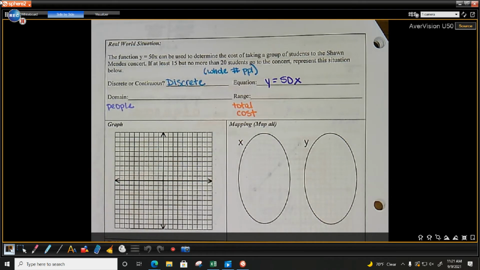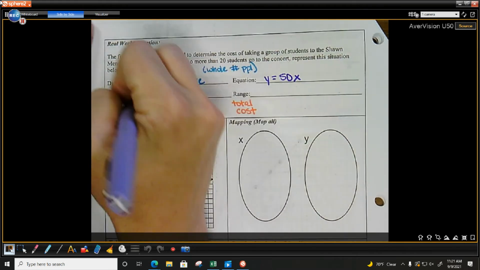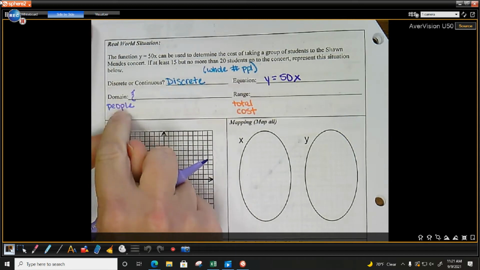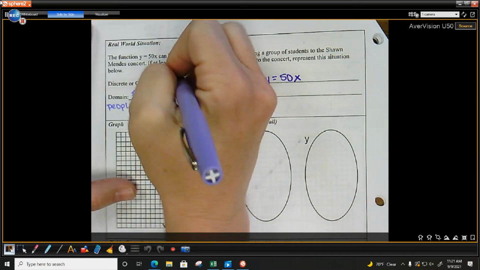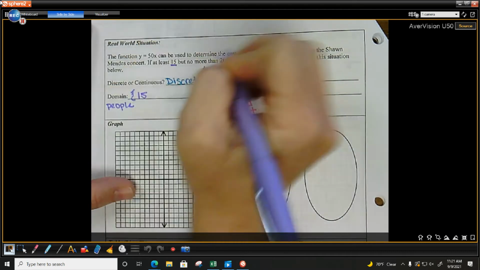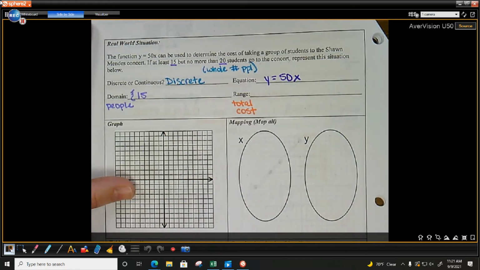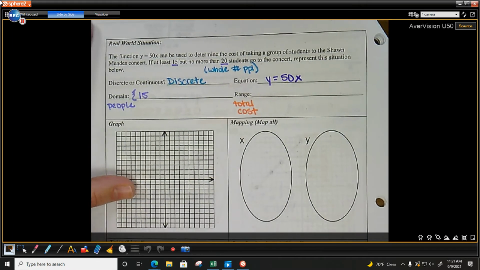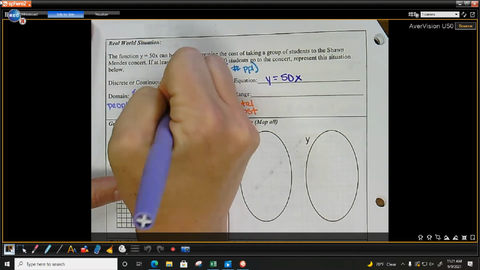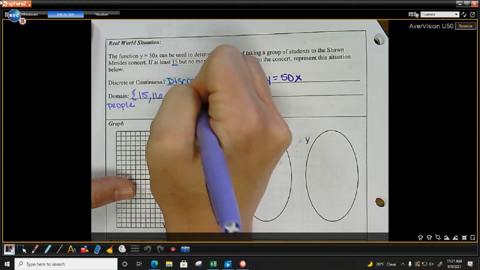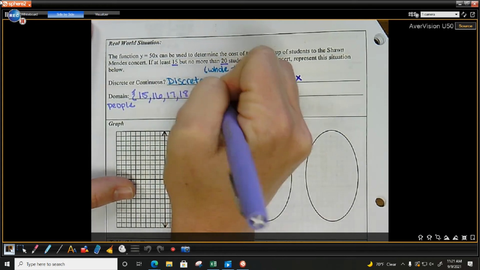So, since it is discrete, we are listing out our domain. And domain is number of people. What's the smallest number of people that can go? 15. All the way up to 20. How are we going to count? By ones, by whole numbers. We have 15, 16, 17, 18, 19, and 20 people that can go.